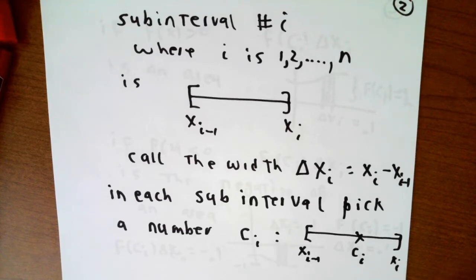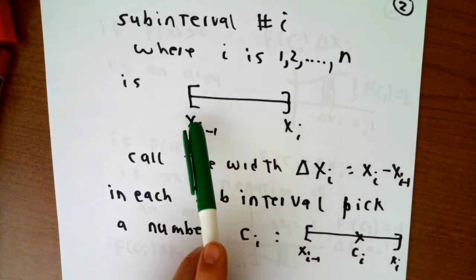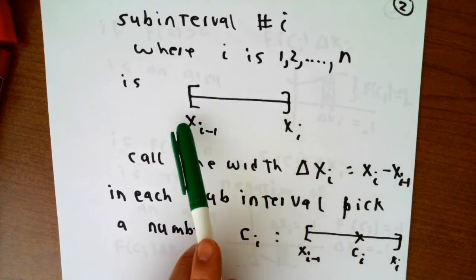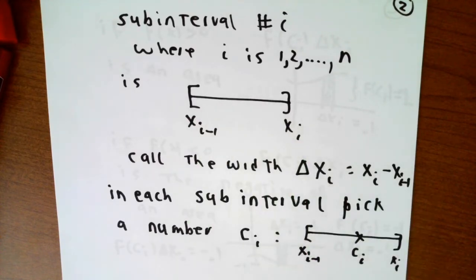If i is an index, 1, 2, 3, and so on out to n, the subinterval number i ends at x number i and begins at the previous one. The larger number minus the smaller one gives us delta x number i, which is the width of that subinterval. In our work on integration, within each subinterval, we select a number which we'll call ci. This number can be picked as anything in this subinterval, all the way from x i minus 1 up to x number i.